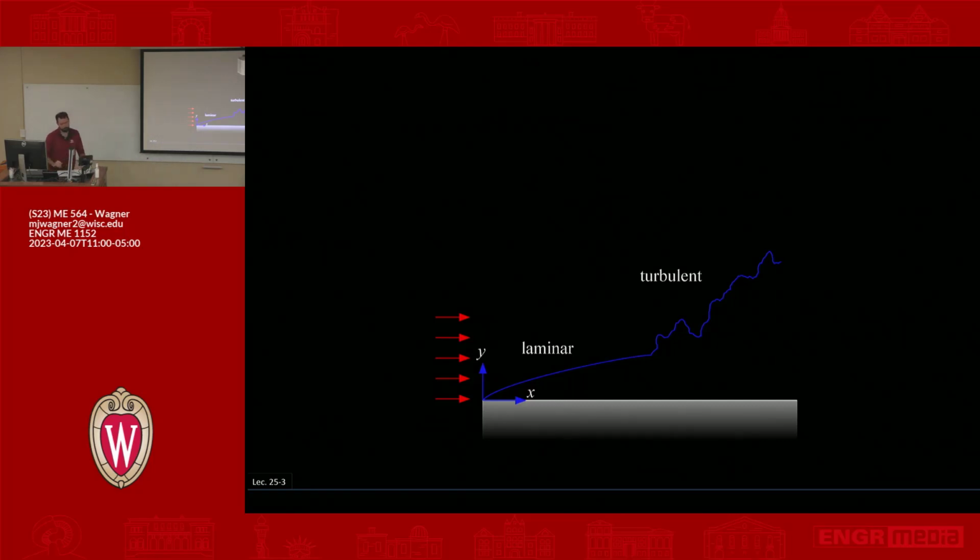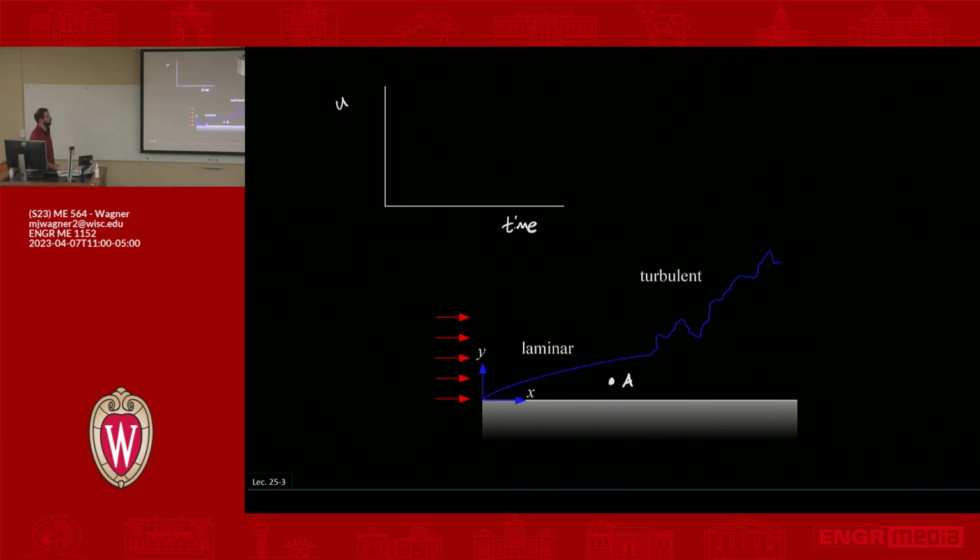What we want to do is look at a particular position. Let's pick a position here in the laminar region. I'm going to call this point A. And let's draw some plot, which is velocity. So this is u as a function of time.